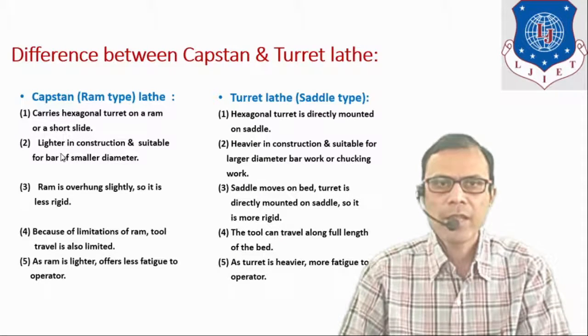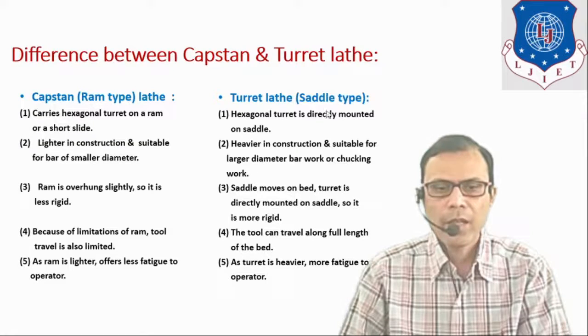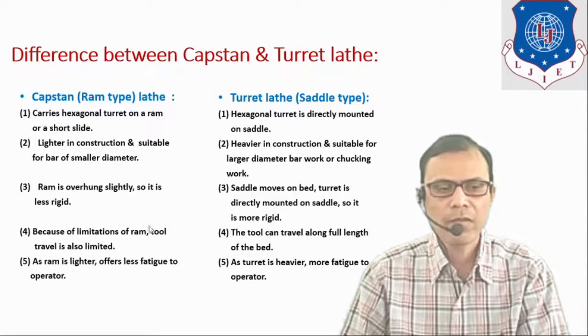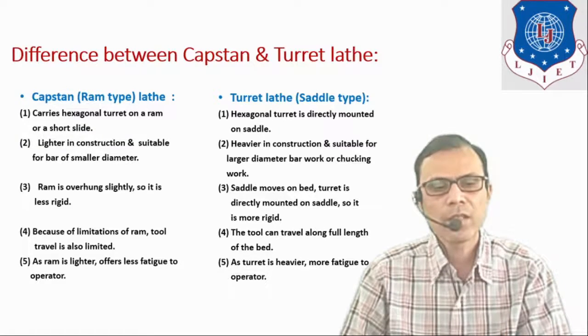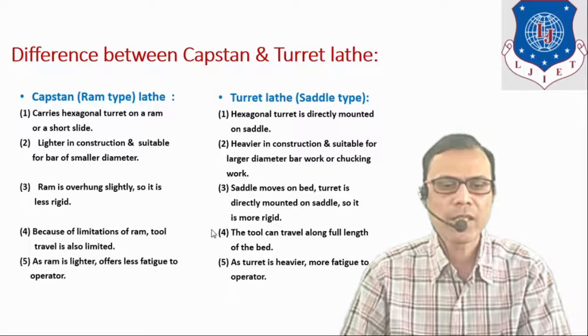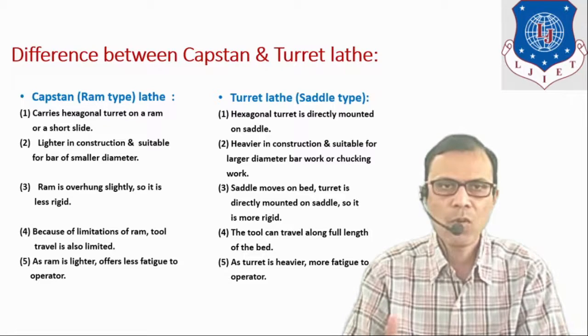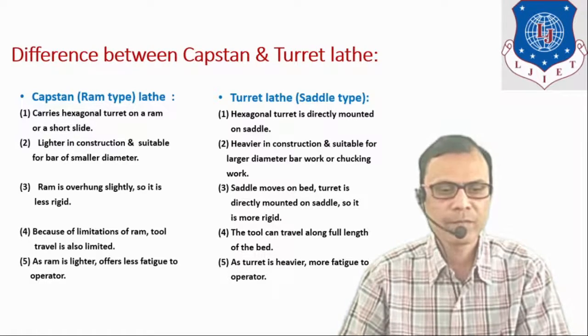Capstan lathe is lighter in construction and suitable for small diameter bar work, but turret lathe is heavier in construction and it is suitable for larger diameter or for chucking work. As we have seen, the ram is slightly overhung, so it provides less rigidity. But in case of turret lathe, the saddle can move on the entire bed, so it is supported throughout its movement and it provides more rigidity.